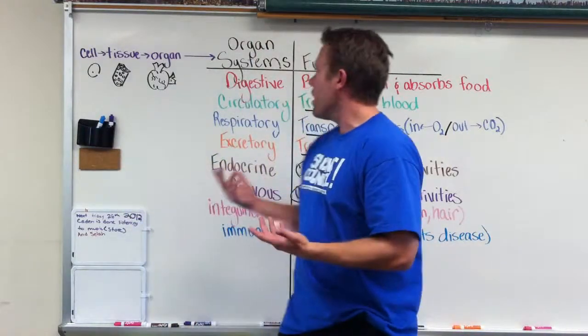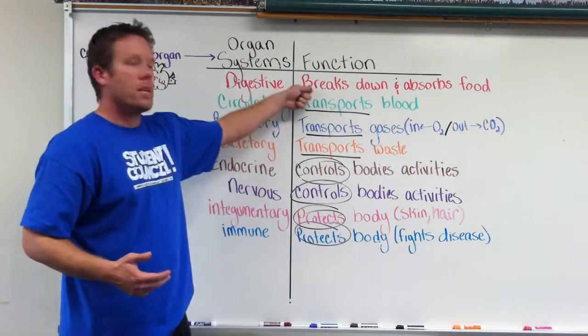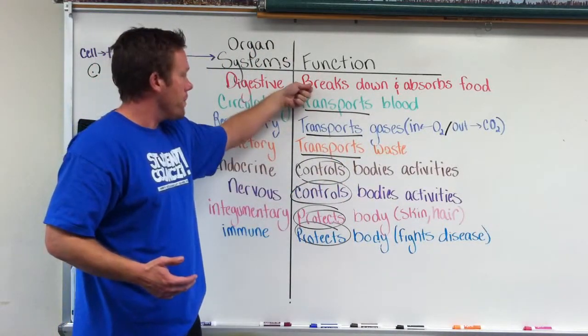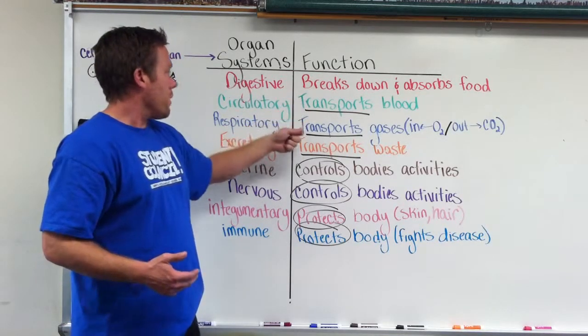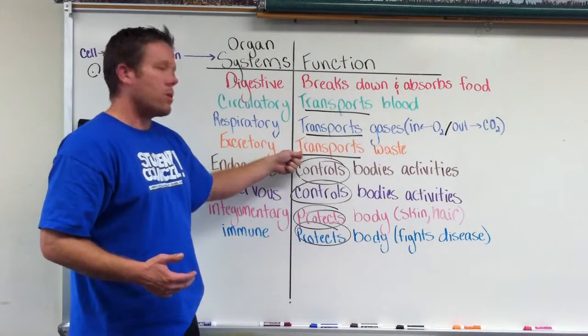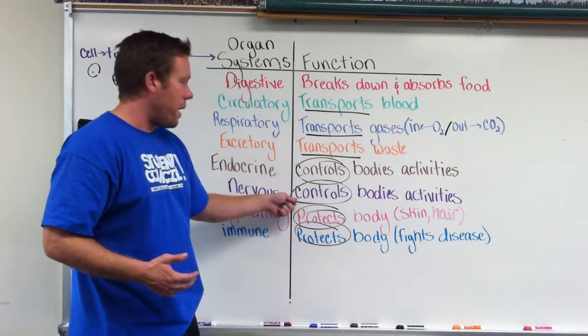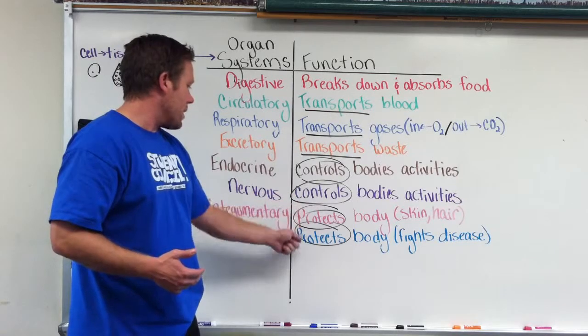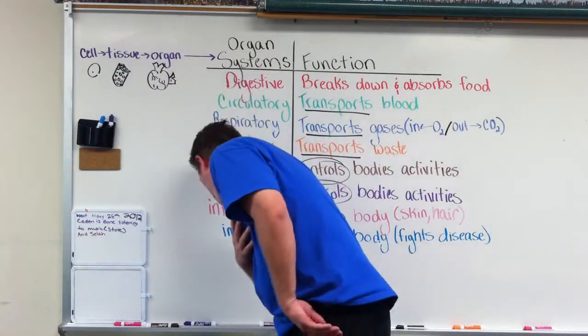That's pretty much it here. You just need to know these organ systems. You need to know the digestive system breaks down food. Circulatory is transport. Respiratory is transport. Excretory is transport. The endocrine and nervous both control the body's activities, and the integumentary and the immune system both protect your body.